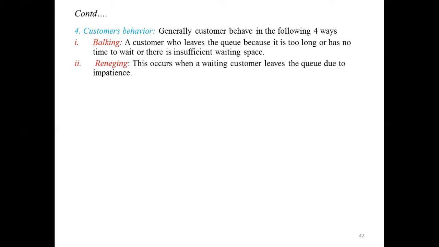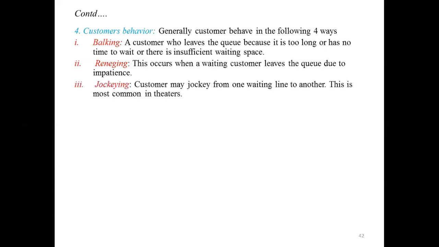The second one, reneging. This occurs when a waiting customer leaves the queue due to impatience. It is known as reneging. The third one, jockeying. A customer may jockey from one waiting line to another. This is most common in theaters or supermarkets, if the billing counter line is shorter when compared to each line, then we may jump to another waiting line. Then we call it jockeying.